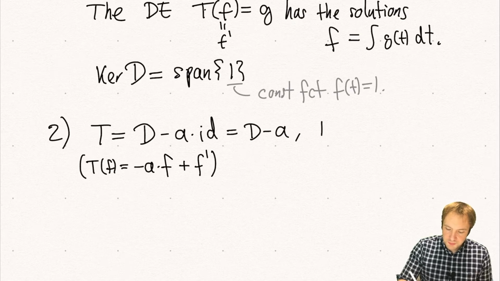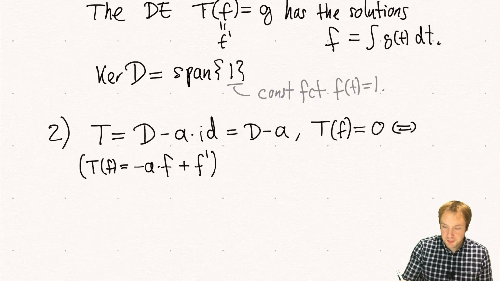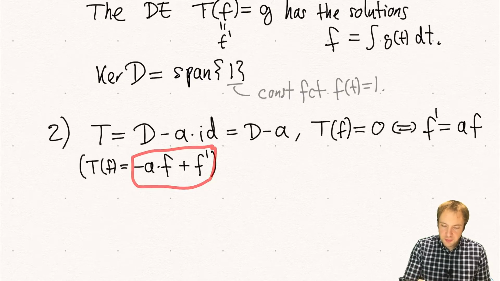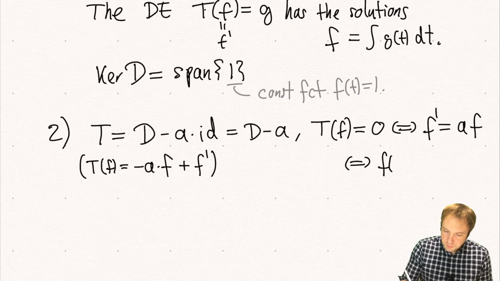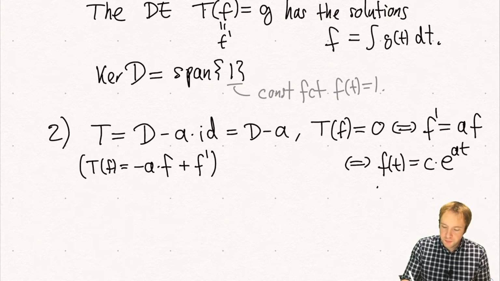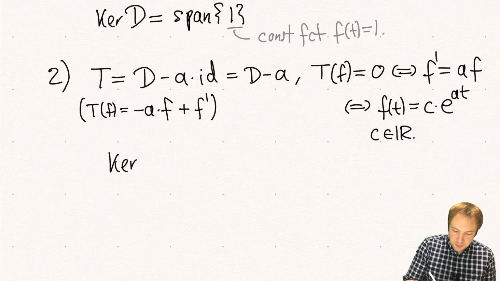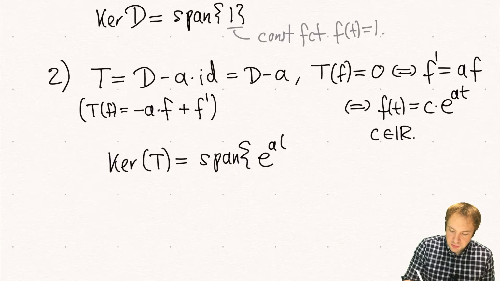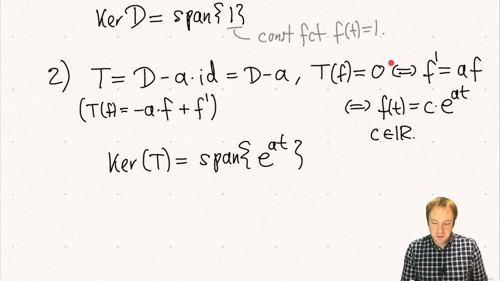So now, what is the solution of the homogeneous equation? So what are the solutions for this? T of f equals 0 means that f prime equals a times f, because we ask when is this 0. And this we already had the last time. The solutions for this equation are exactly given by the exponential e to the at, where we can multiply with some constant c. And so therefore the kernel of this differential operator T is in this case the span of this function e to the at. So these are all solutions to the homogeneous linear differential equation Tf equals 0.